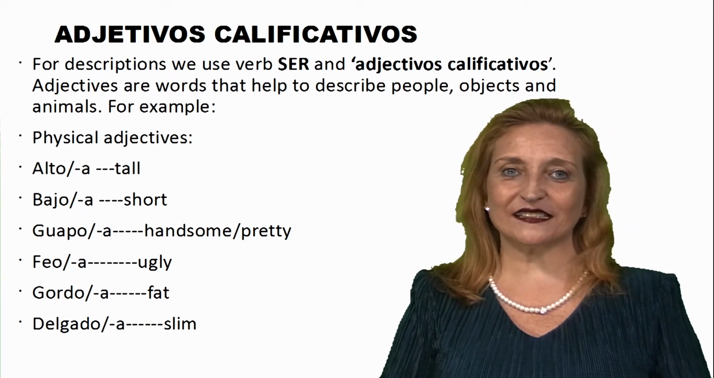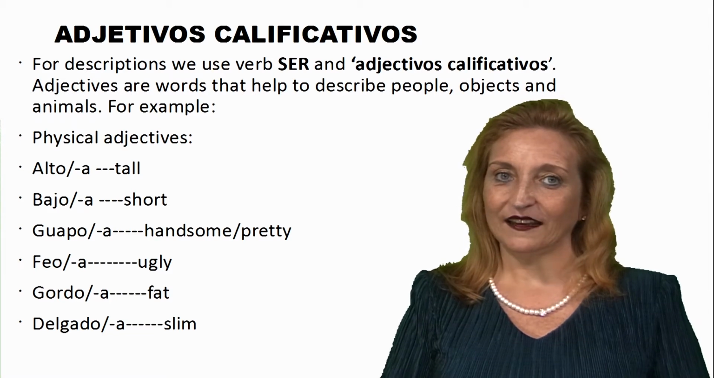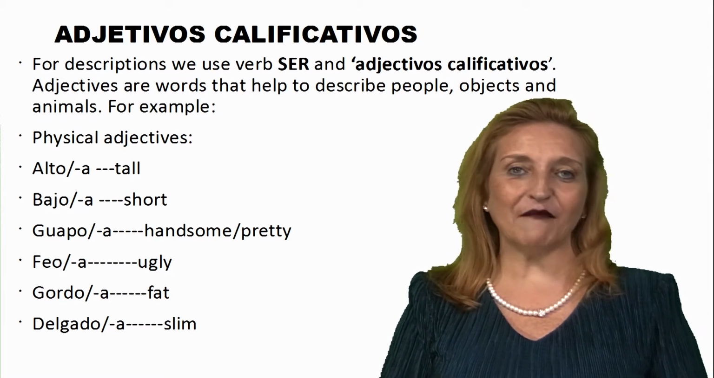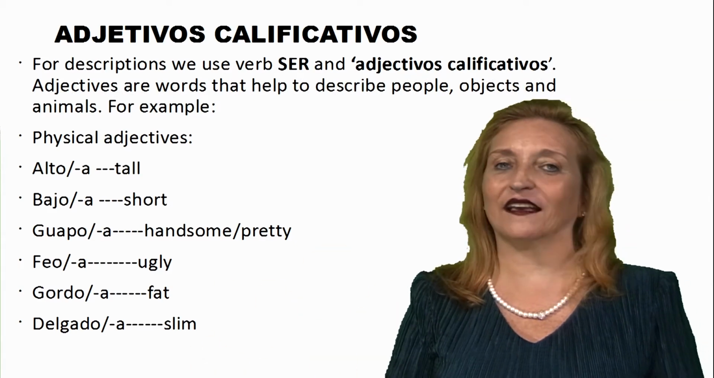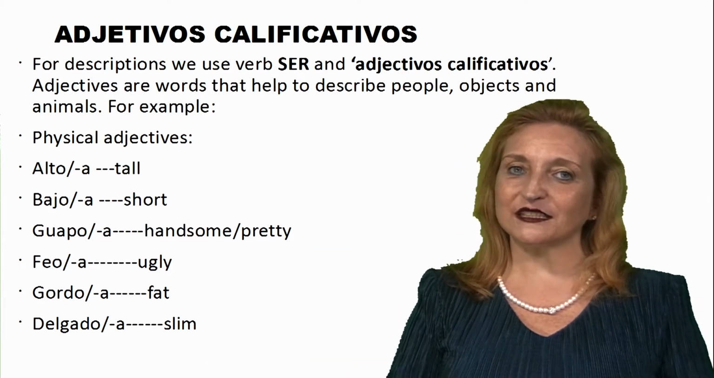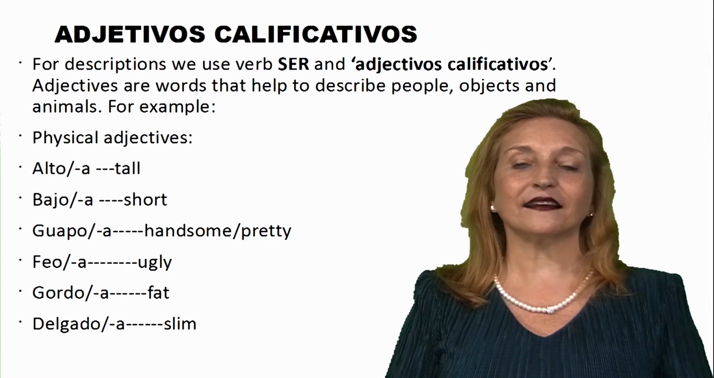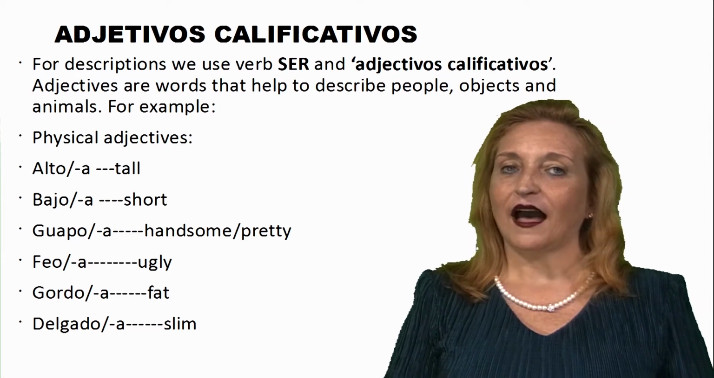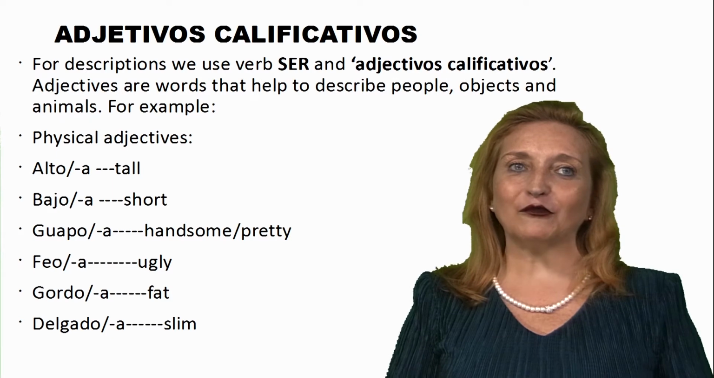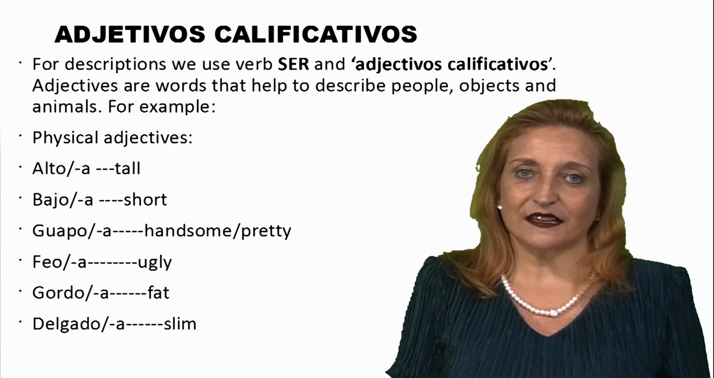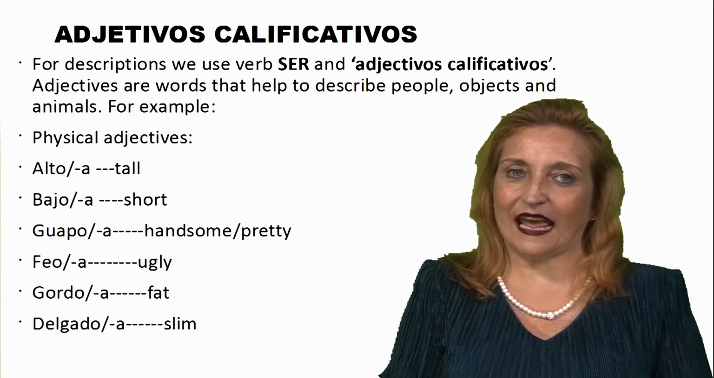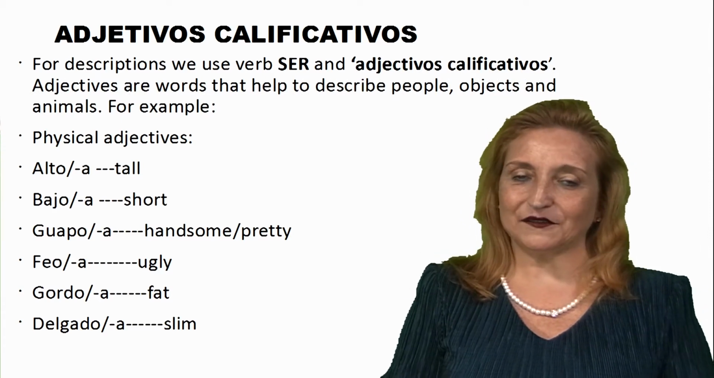For descriptions, we normally use verbo ser. You remember I explained verbo ser. Él es alto, for example. Okay, he's tall. And we use as well to describe somebody adjetivos calificativos. Adjectives, as you know, are words that help to describe people, objects, and animals. For example, we can say physical adjectives.